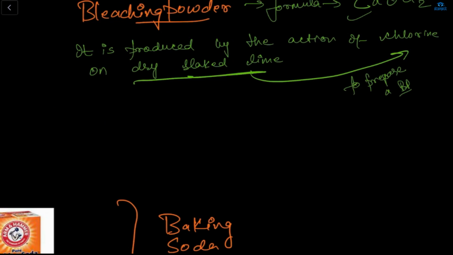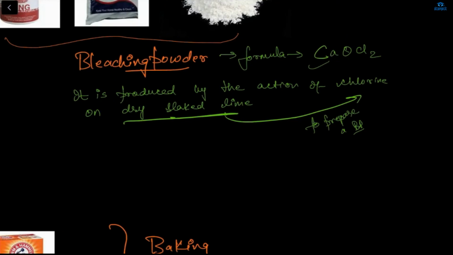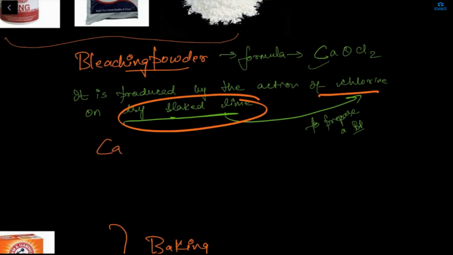So here is how we get bleaching powder. It is produced by the action of chlorine on dry slaked lime. And what is dry slaked lime? Ma'am, slaked lime is calcium hydroxide, Ca(OH)2. This is dry slaked lime. Correct. Sodium, sorry, calcium hydroxide. Yes. Okay.